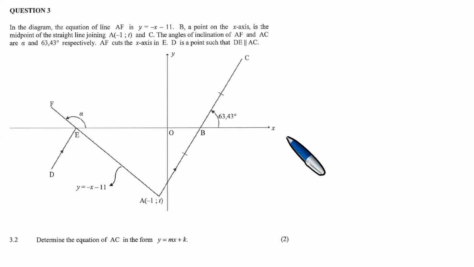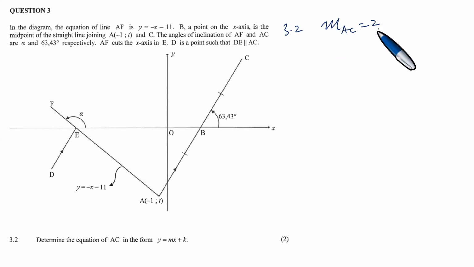We'll determine the equation of AC, this one here, in the form y equals mx plus k. We need to determine the equation of that in the form. Right, so to do that, it's very easy. 3.2. We know first things first, we know that the gradient of the line AC is 2.